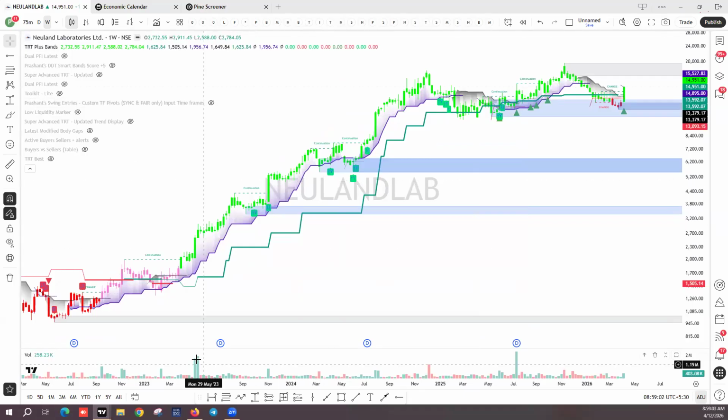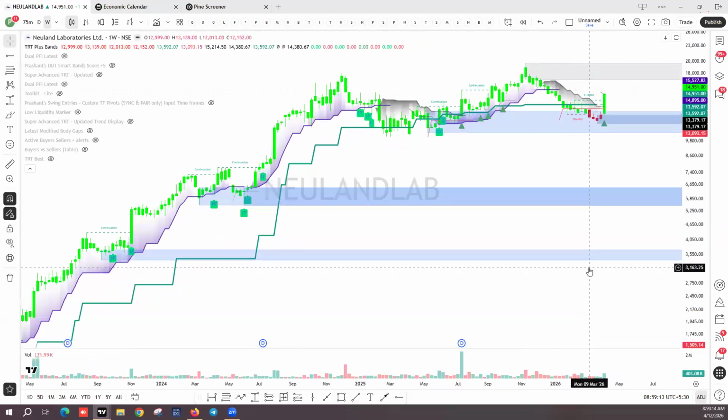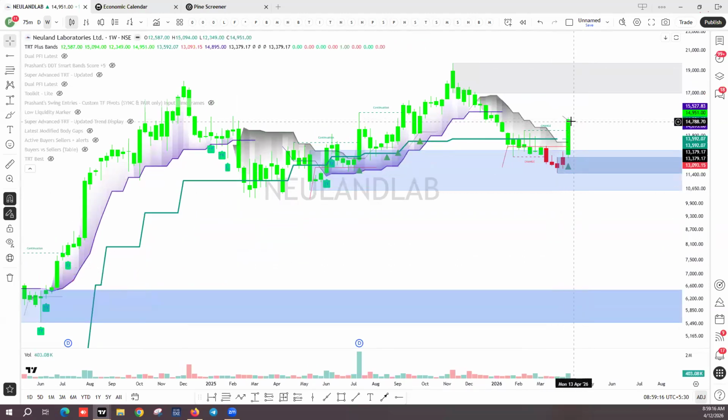Newland Lab. So you can notice it changed to green color. At that time, it is above all the bias, above all the momentum. From 2000, it went up to 19,000, 20,000. So 10 times. Now again it has turned to green.